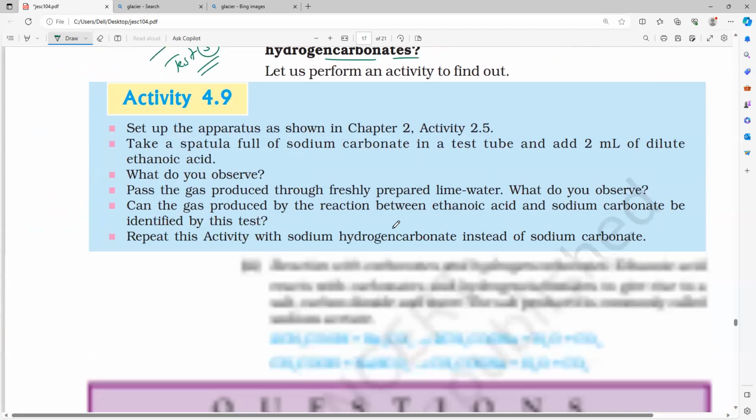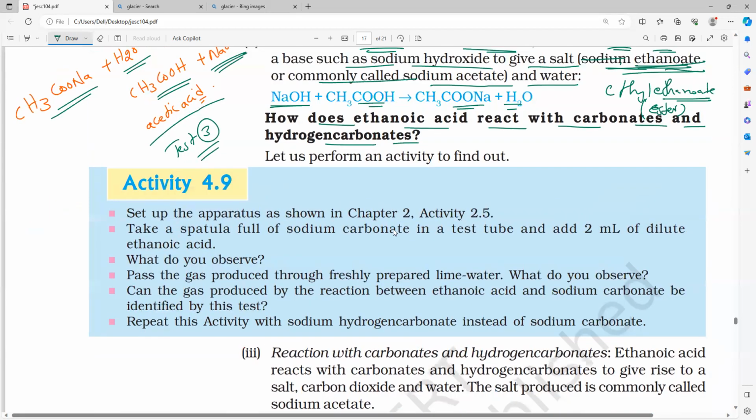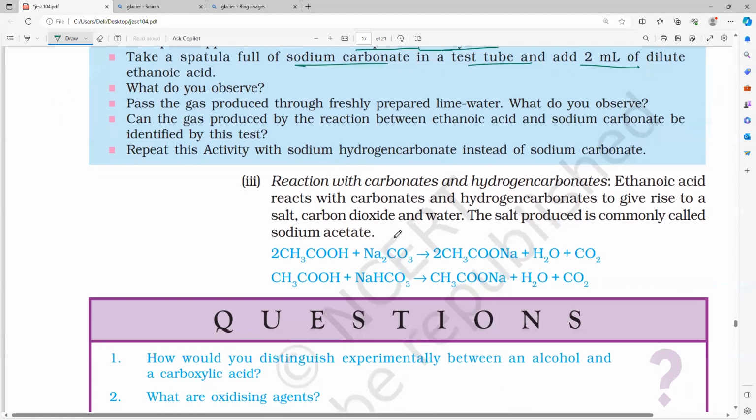Okay, so what will happen, everybody? They are linking this with chapter number 2, activity 2.5. So what is there in our NCERT? Chapter number 2, activity 2.5. You can check it. The same test we have to make, and the same arrangement we have to do. Now we can see a gas produced, passed through freshly prepared lime water. So what do you observe? Brisk effervescence will come.